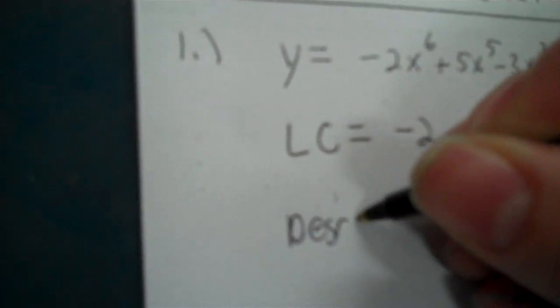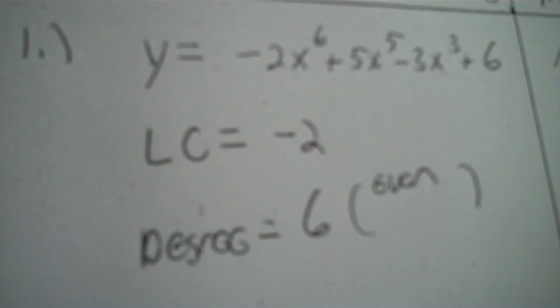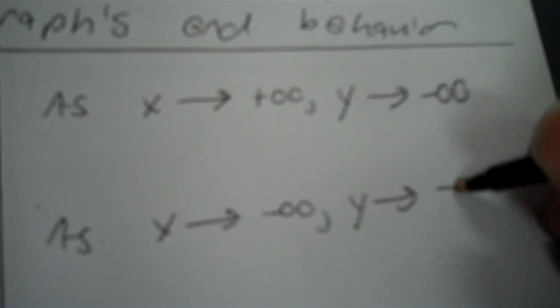Now, on the other side, we have to identify the degree. It's 6. Now, it's even, but that doesn't mean it's positive or negative, okay? That just means that the end behaviors have to match. So we keep it at negative infinity on this side. So it'd be like a graph going like that, kind of.